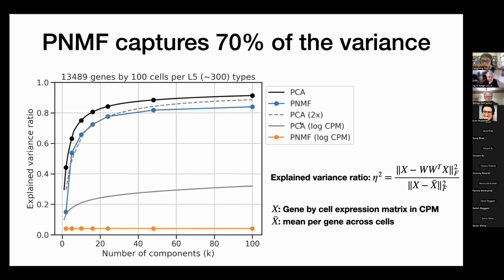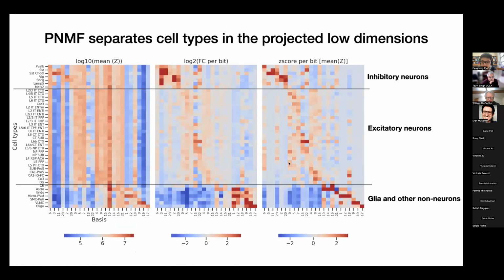And what we came up with, the PNMF, because of the experimental trade-off, goes below that, but not too much. It still captures about 70% with 24 bases. So we are encouraged by that.